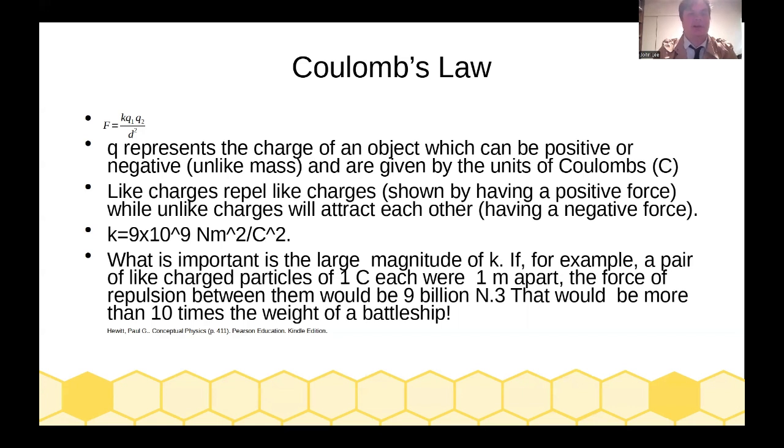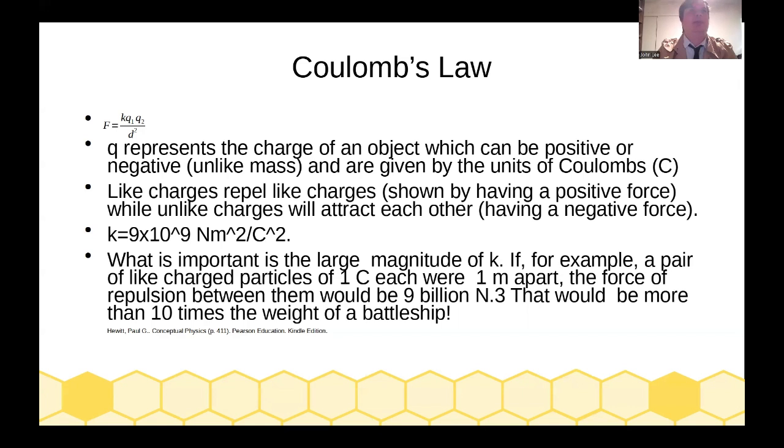And this is a very large value compared to G, which was billions and billions of times smaller than this. If, for example, a pair of like charges, particles of 1 coulomb each, were 1 meter apart, the force of repulsion between them would be 9 billion newtons. That would be more than 10 times the weight of a battleship.